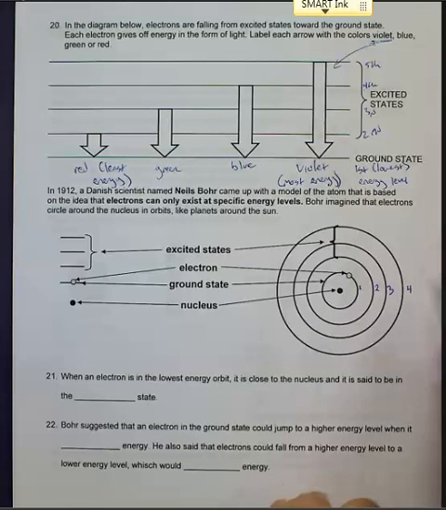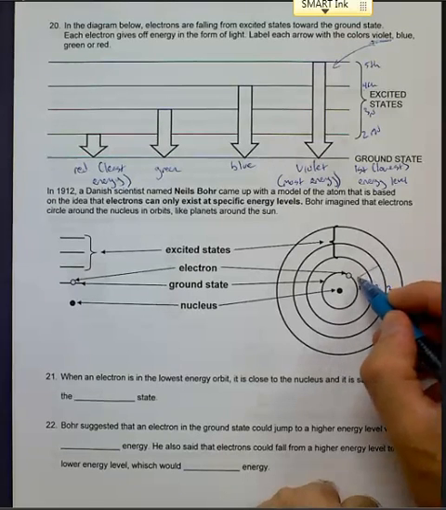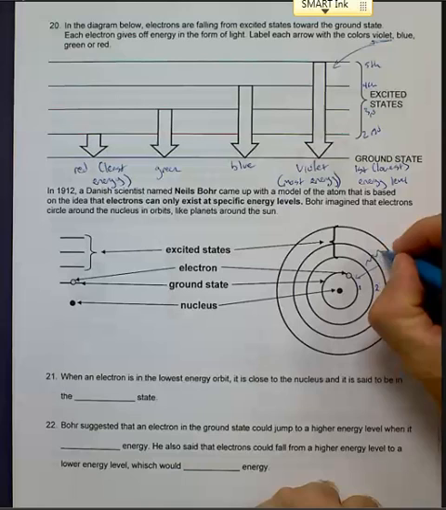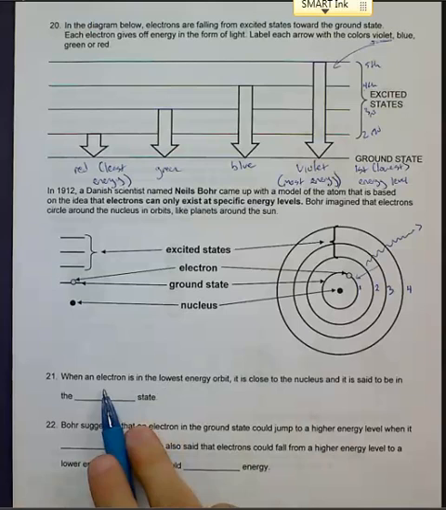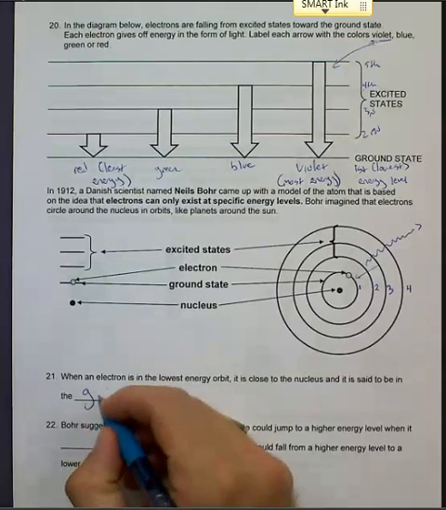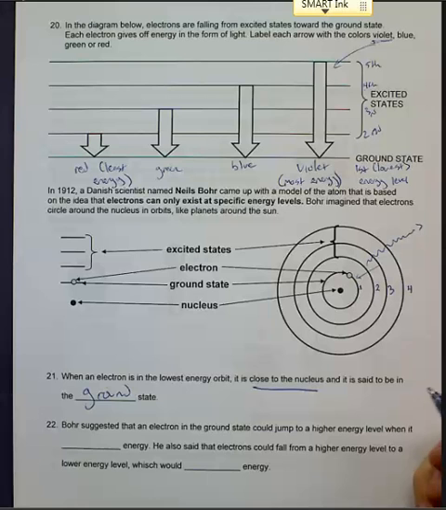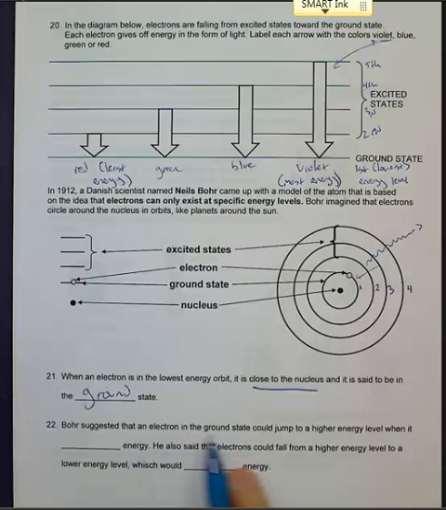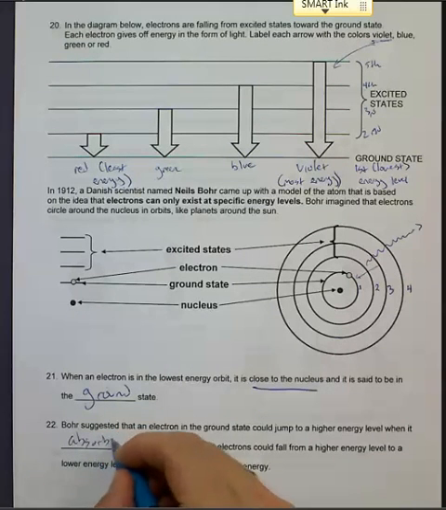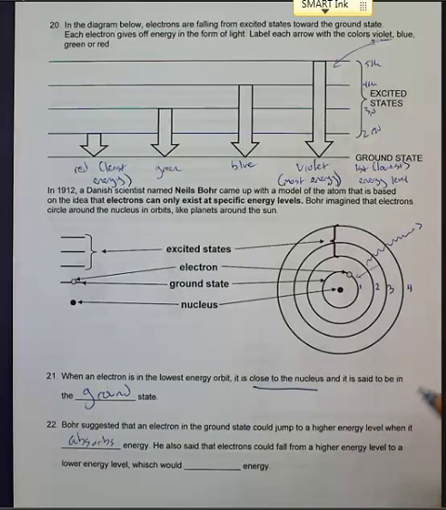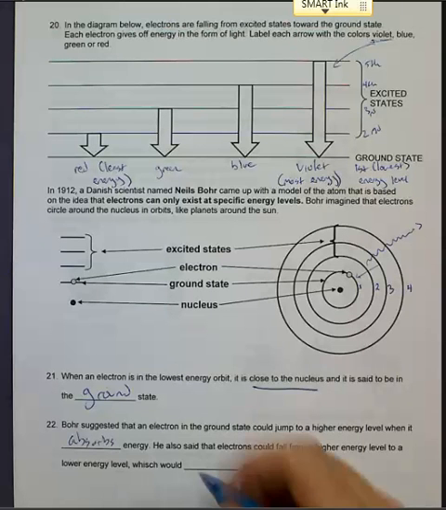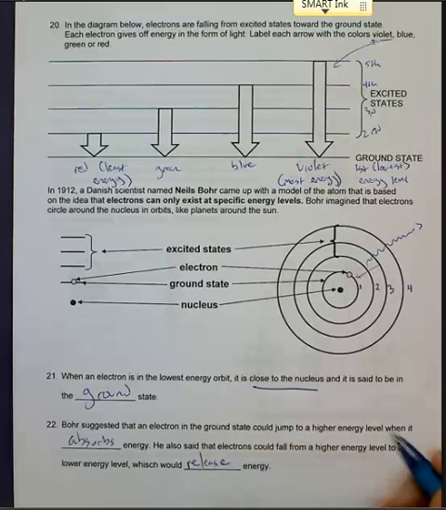So, for an electron to transition from the third to the first energy level, it would have to release some light. Okay? When an electron is in its lowest energy orbit, it is in the ground state, and that is close to the nucleus. Bohr suggested an electron in the ground state could jump to a higher energy level when it absorbs energy, just like when the electrons in that gas tube absorbed the energy from flipping on the current. He also said that electrons could fall from a higher energy level to a lower energy level, which would release energy, and we would see that as light.